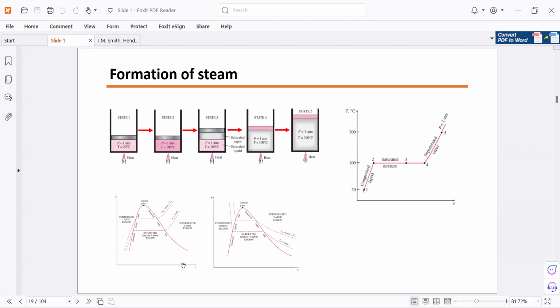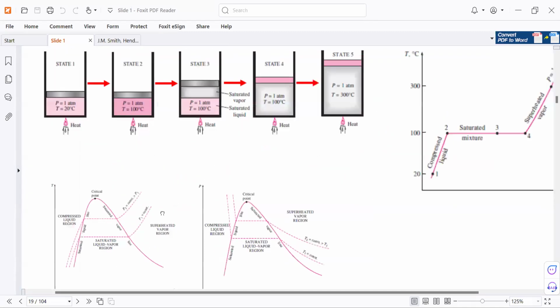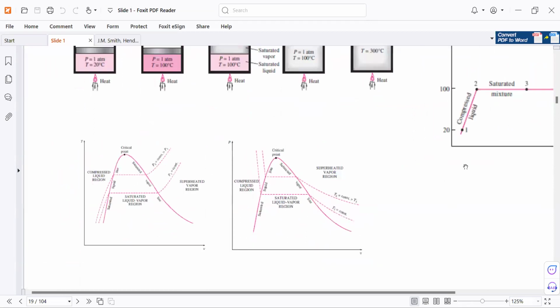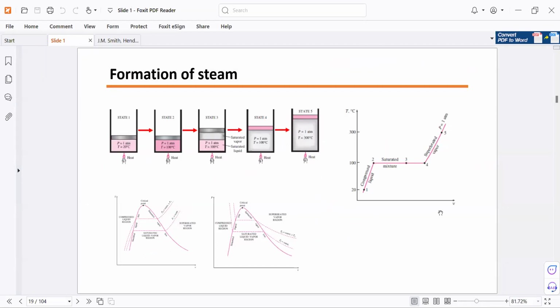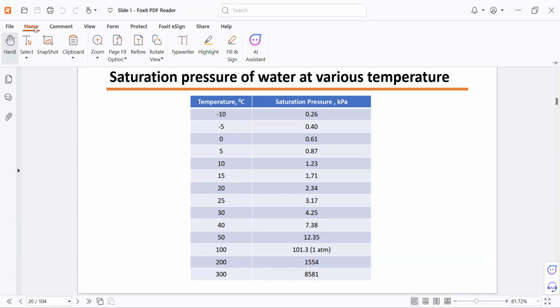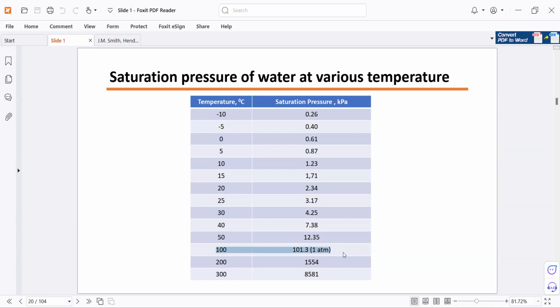You may also trace that on the TV and PV diagram. Okay, you may also, but we traced it on the TV diagram. So it means that, well, for atmospheric pressure, the boiling point of water is 100 degrees, but at different pressures, it would have a different boiling point.